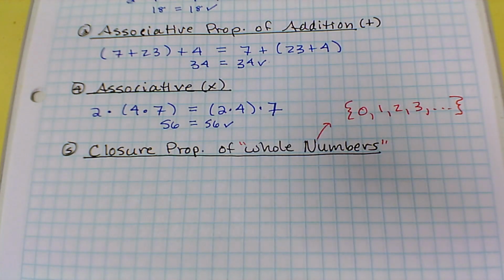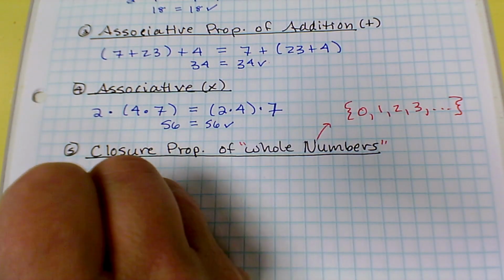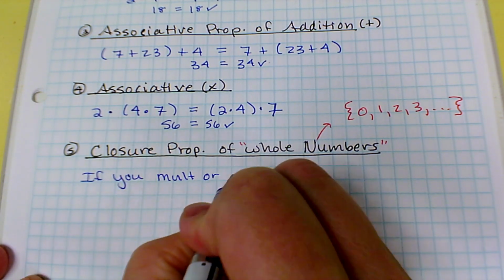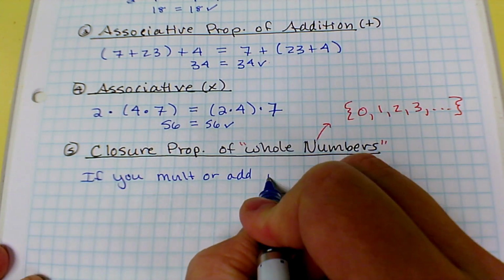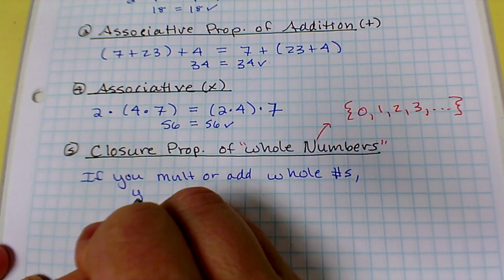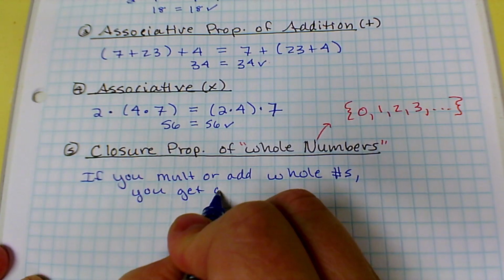Closure property means the results are limited. They're closed. So you have a limited group of results. So what does this one say? This one says if you, and we'll abbreviate this, multiply or add whole numbers, you get a whole number.